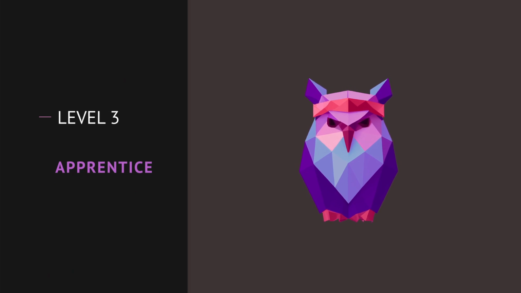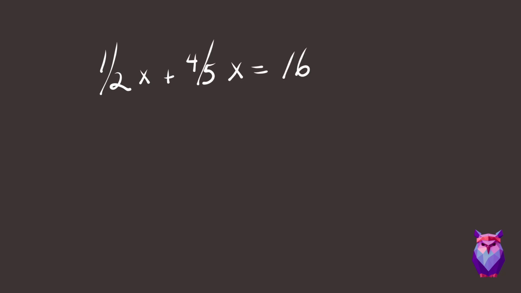Level 3, Apprentice. Simplify and solve. 1/2 x plus 4/5 x equals 16.